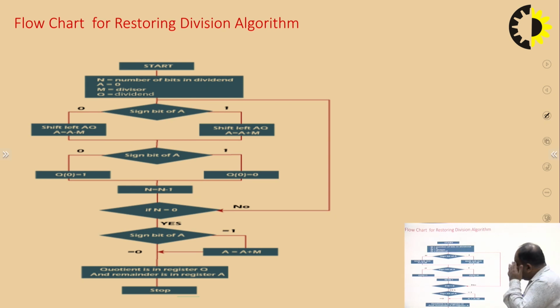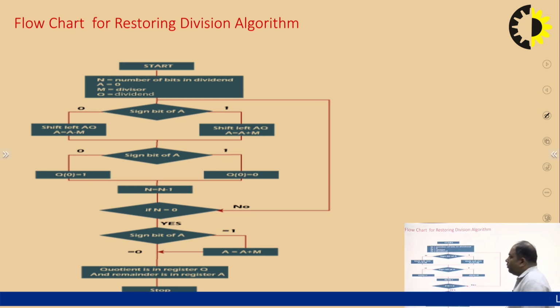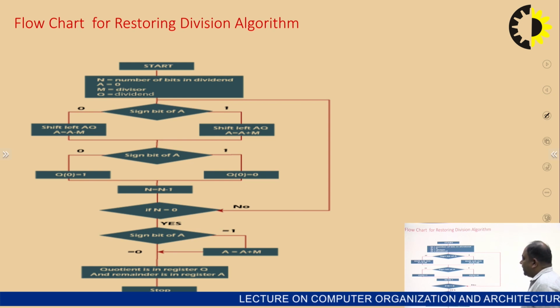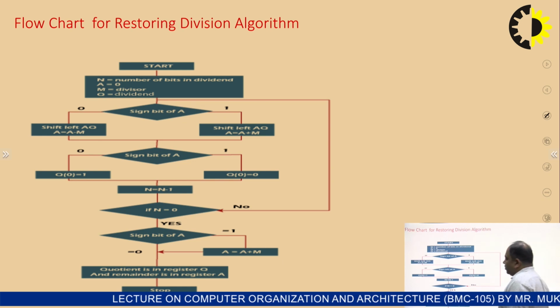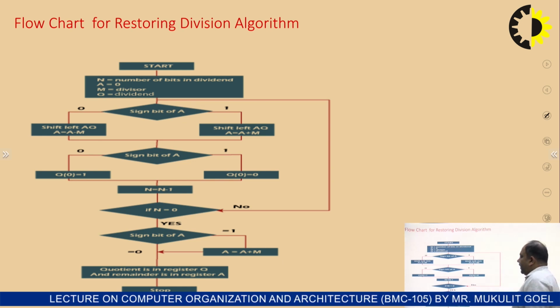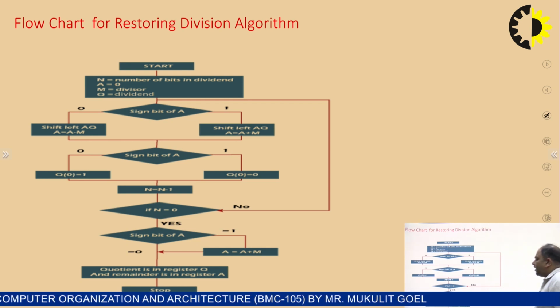As per the steps, this is the flowchart. We define the number of bits. A is initially 0 and represents the accumulator. M is the divisor, Q is the dividend. We check the sign bit of A. If it is 0, we left shift AQ and do A = A - M. If the sign bit of A is 1, we left shift AQ and do A = A + M. Again we check whether the sign bit of A is 0 or 1. If it is 0, we set Q0 equal to 1, and if it is 1, we set Q0 equal to 0. Q0 is the least significant bit.